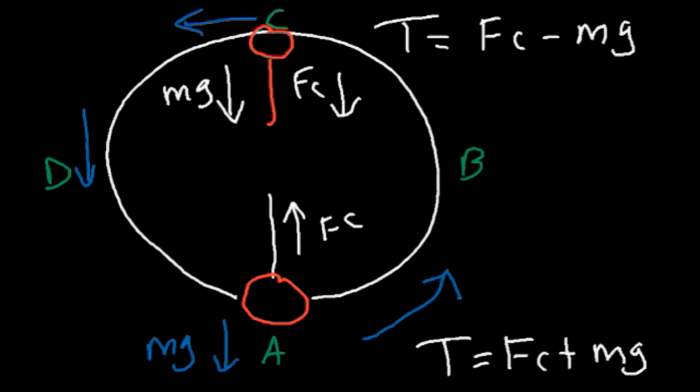At point D and point B, the tension force is approximately equal to the centripetal force, which is mv squared over r.